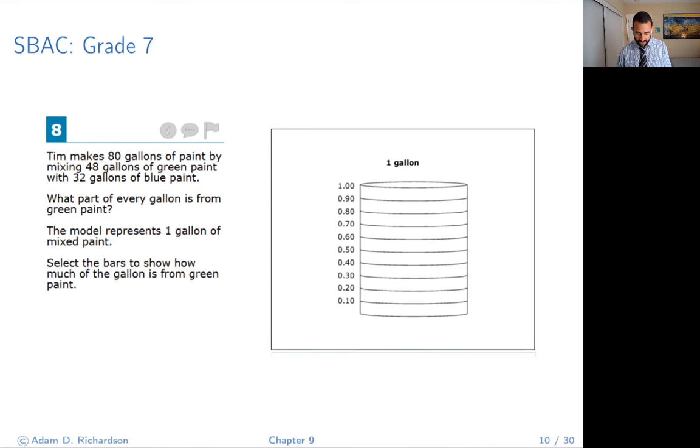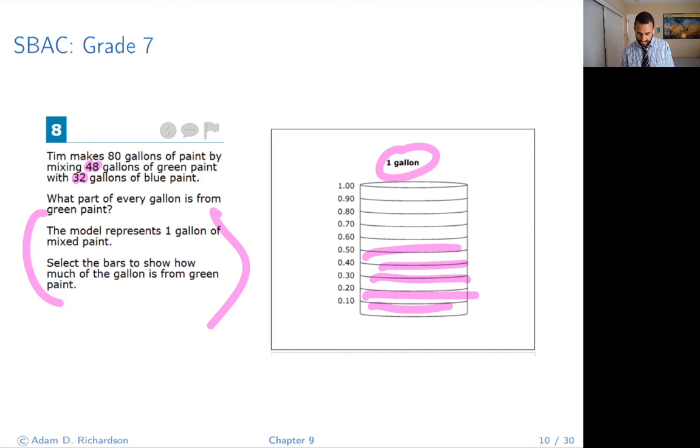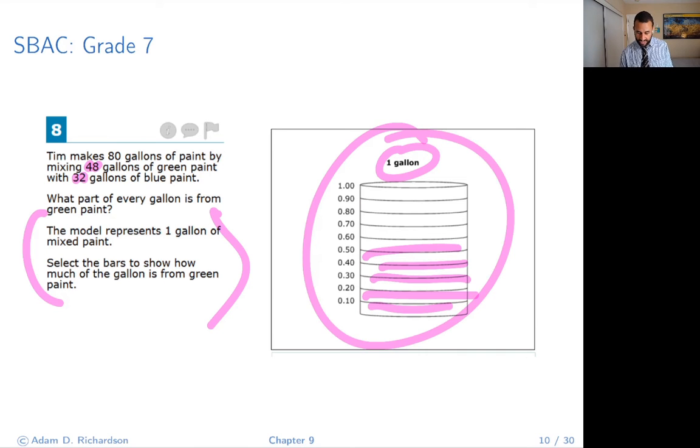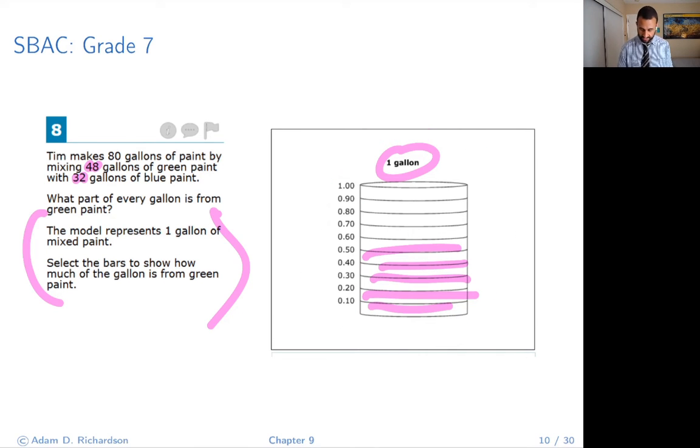This is grade 7. Tim makes 80 gallons of paint by mixing 48 gallons of green with 32 gallons of blue paint. What part of every gallon is from green paint? And then it actually says here, this last part, that this model represents 1 gallon of mixed paint, and the students are supposed to select the bars to indicate how much of this total gallon is green paint. Okay, so let's do this one together.